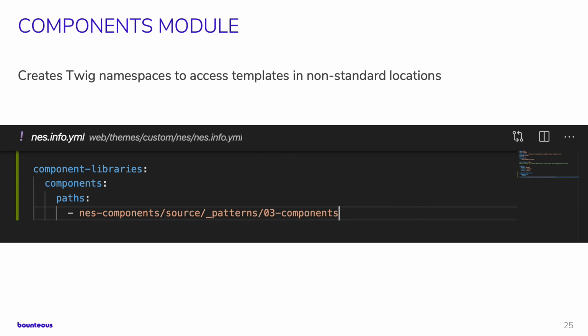And then another piece of the puzzle that we'll need here is the Drupal components module. So this module creates Twig namespaces. So you'll see in our info.yaml file, we created a namespace called components that points to that component subdirectory in patterns in our pattern library. And this gives us a nice little shortcut to reference our components. And it also just makes Drupal aware of those templates that live in a non-standard location. Otherwise, Drupal will only discover templates in the templates directory.